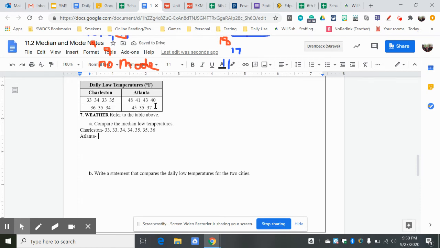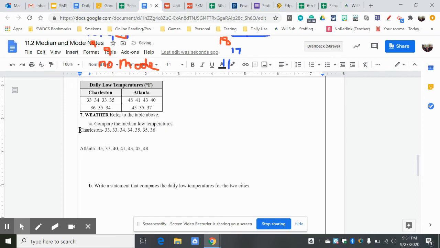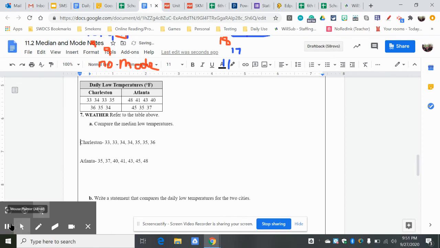So let's see, the first one here would be 35, and then 37. And then I have a 40 and a 41, and then 43 and 45 and 48. So if I look at my numbers, I have 1, 2, 3, 4, 5, 6, 7. Some room in between those so that I have some room to cross out.